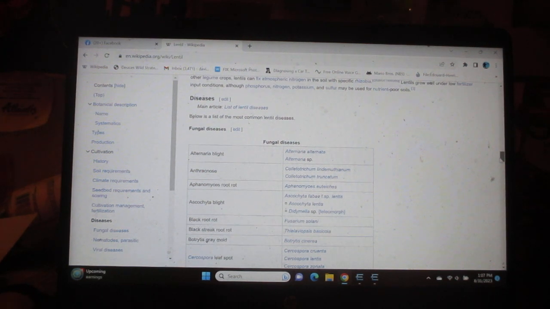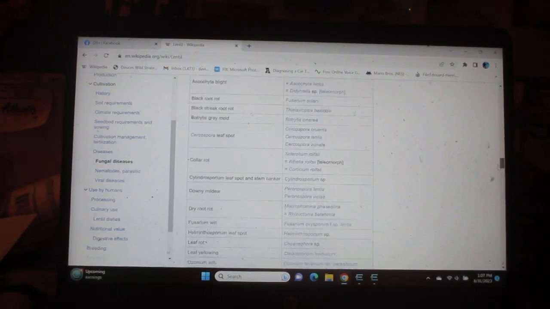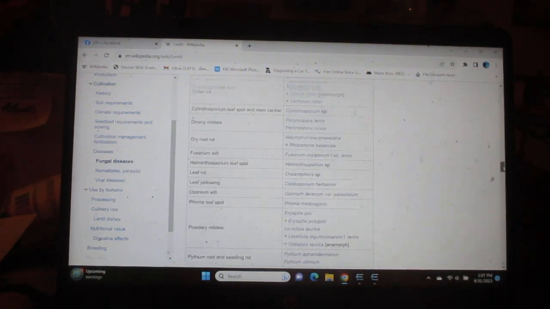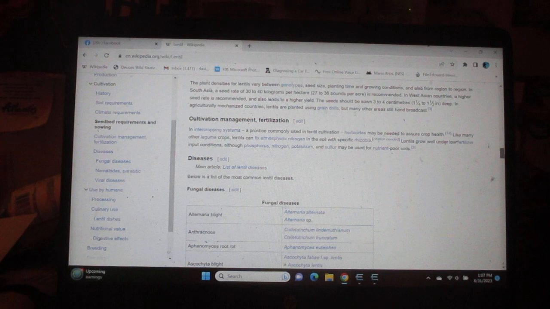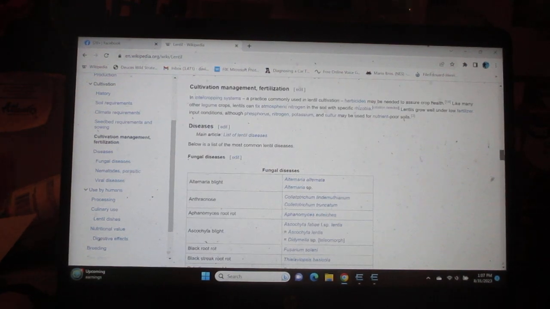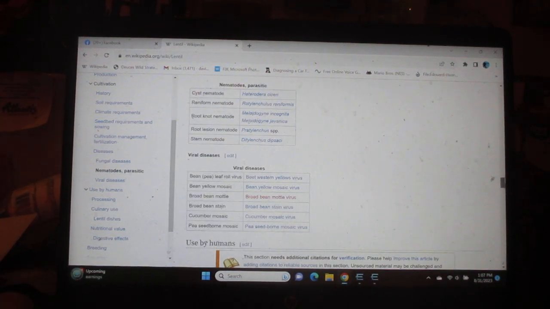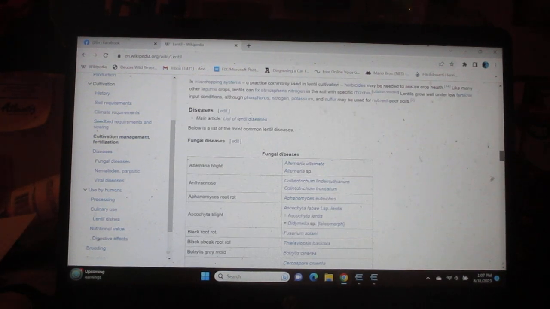Fungal diseases. Okay, look at all that. Well, that would be a good place to start for next time. Maybe. Man, okay. I'll go for it.